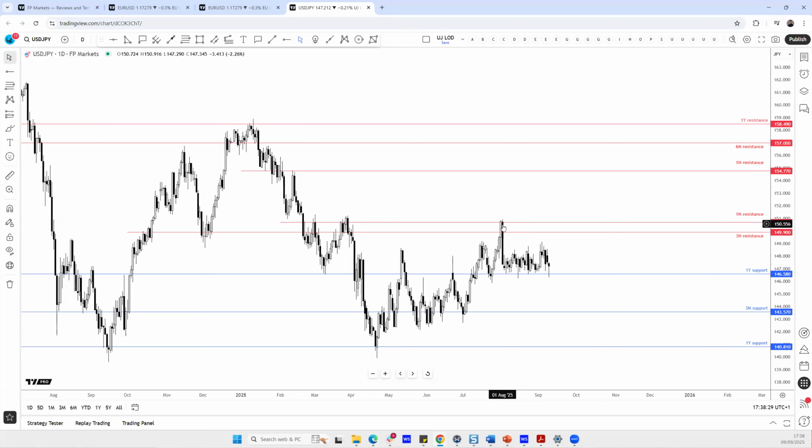This was at the NFP, the previous NFP on the 1st of August. Look at the reaction to the upper edge of that support. It's just mind-boggling how well these areas react.